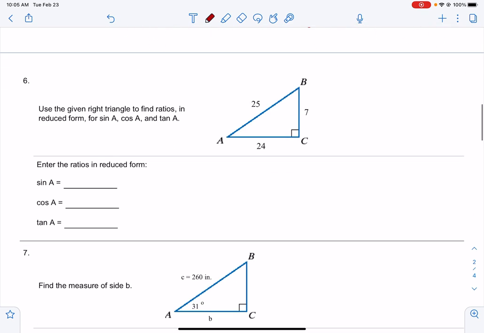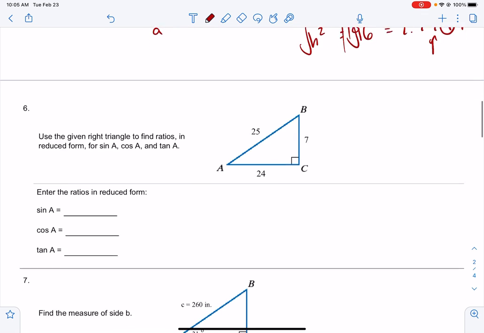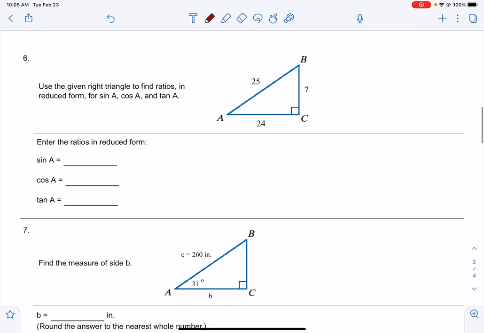Number 6. Use the given right triangle to find the ratios in reduced form. So all we're doing on this one is writing the ratios. We're not solving anything, but it wants me to use angle A right here. So first thing I'm going to do when I'm writing my ratios is label. Across from the 90 degrees, that's my hypotenuse. Across from my angle is the opposite side. And what's left over is my adjacent side.